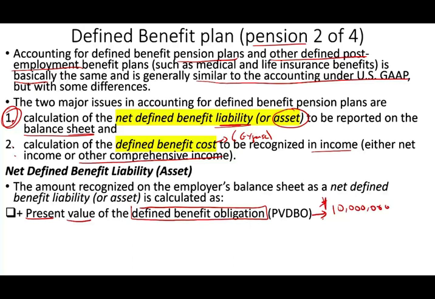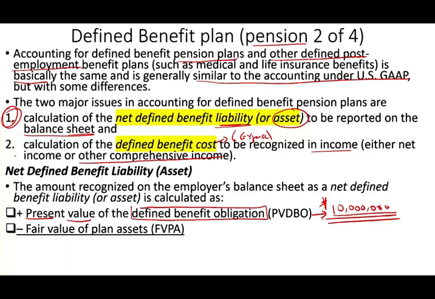$10 million means if our employees retire today and the company closes this moment, we are responsible for paying $10 million based on the defined benefit obligation. This is what we are responsible for. Then we're going to compare this number to the fair value of plan asset. Now, this is what we are responsible for. This is the liability, right? This is what we are responsible for.